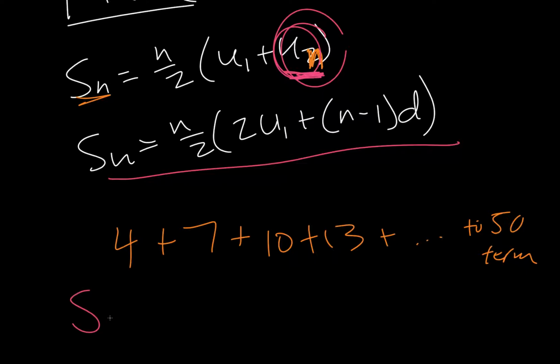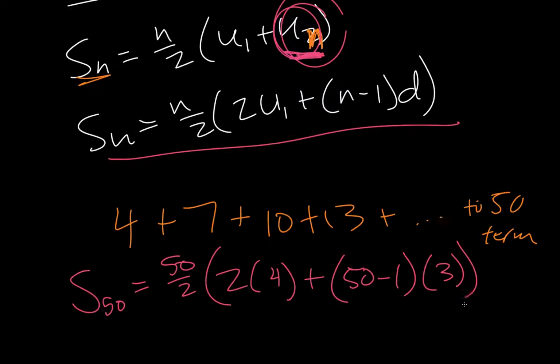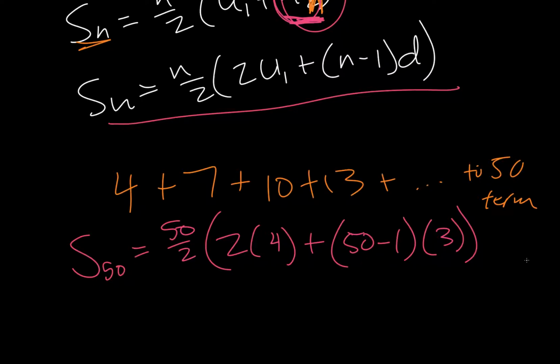So we're going to say S sub 50, because we're adding to 50 terms. N is 50, right here. Then 2 times the first term, plus 50 minus 1, and then we multiply that by the common difference, which we see we're just adding 3 each time. Okay, so we set this up, now we just need to simplify it.